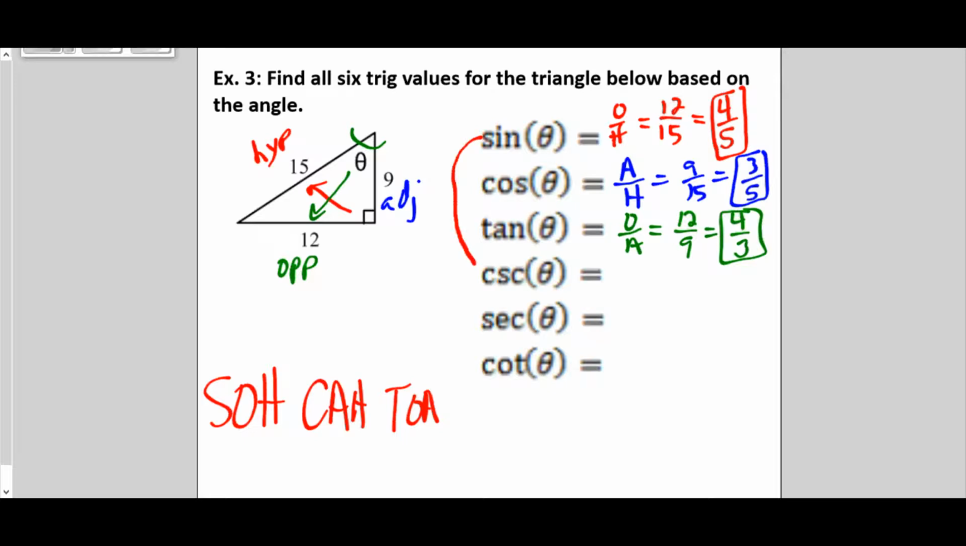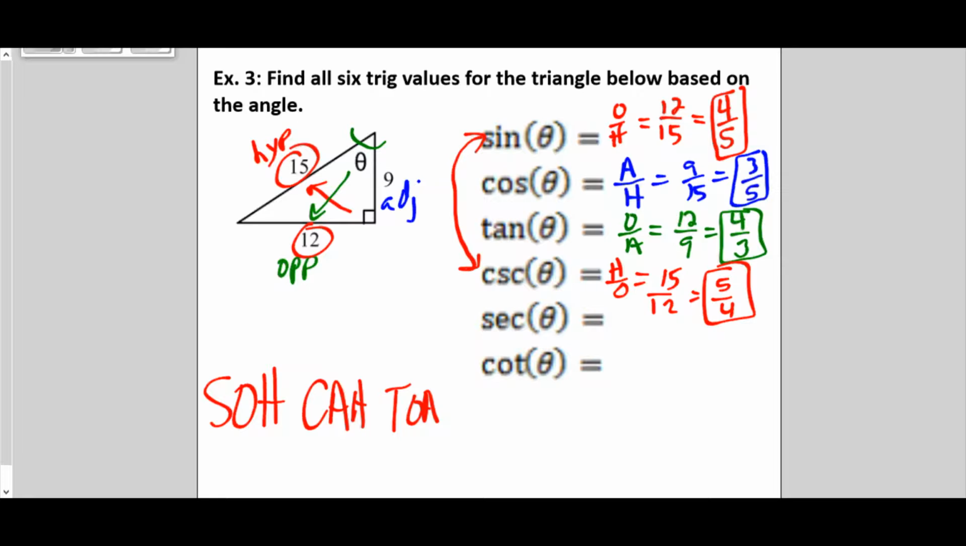So we know that sine and cosecant are related. Cosecant is the reciprocal of sine, so this would be hypotenuse over opposite. So if I go to my picture, I look at my hypotenuse is 15, my opposite is 12. So this would be 5/4. Or you could just take the reciprocal of the fraction that you had for sine.